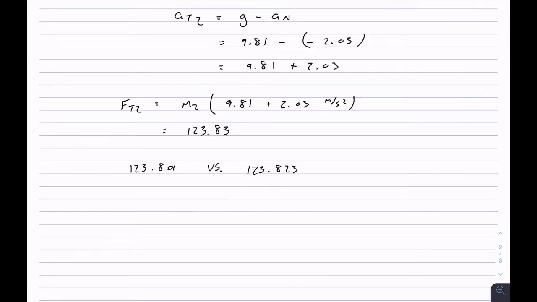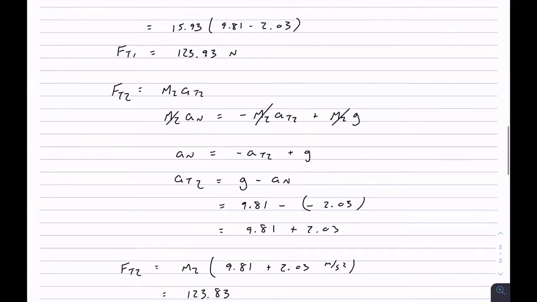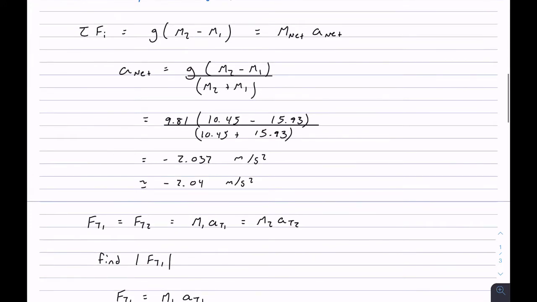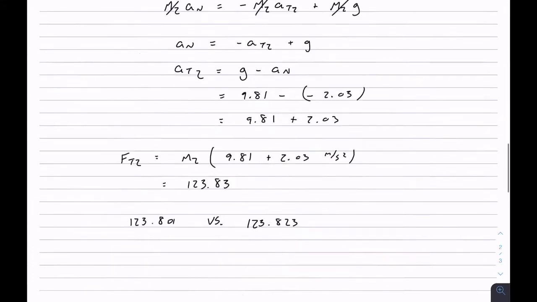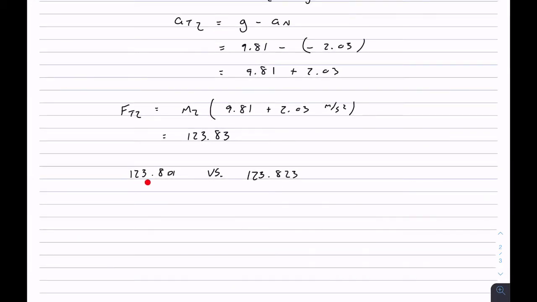I entered the value that we had originally found, which is, where was it here? Negative 2.037 meters per second squared. Then I end up getting values of 123.801 and 123.823. So again, there's a little bit of rounding discrepancy, but I mean, these are the same. So we can say that Ft1 is equal to Ft2 is approximately equal to 123.8 newtons. So that's your answer.